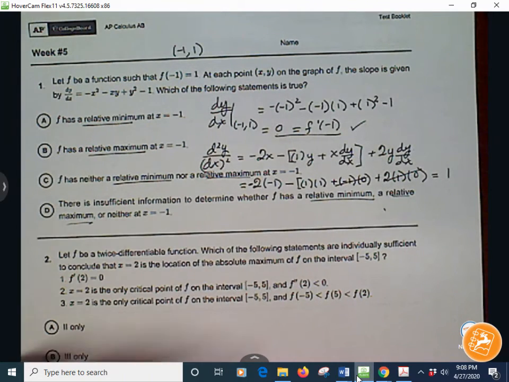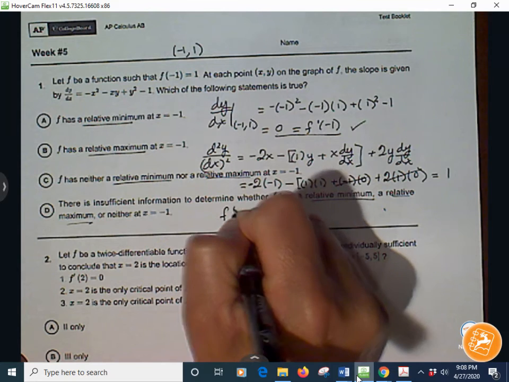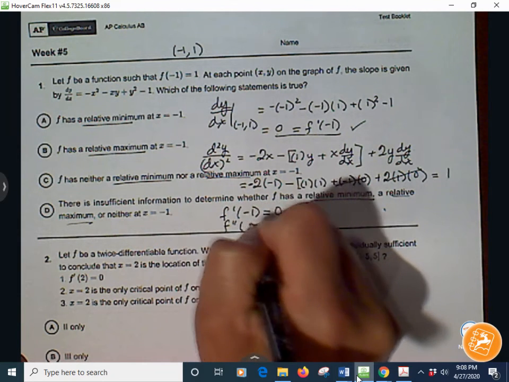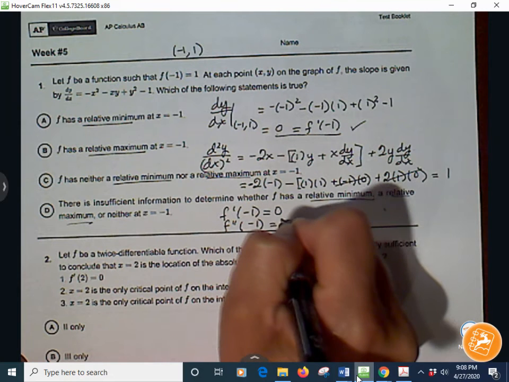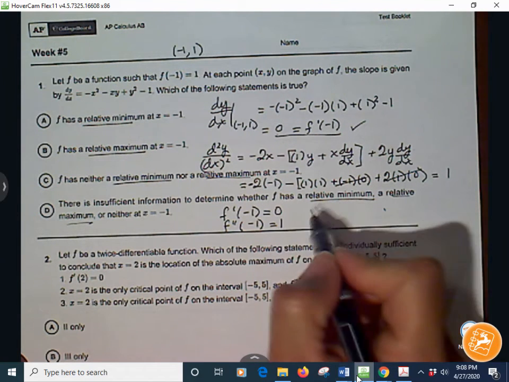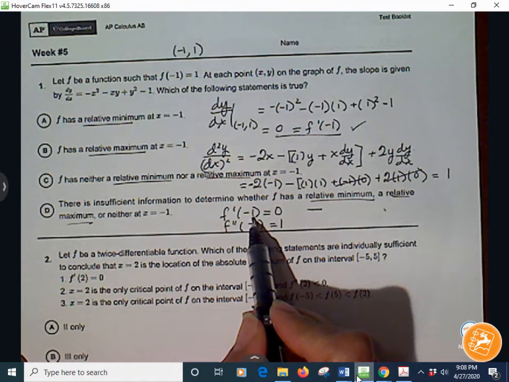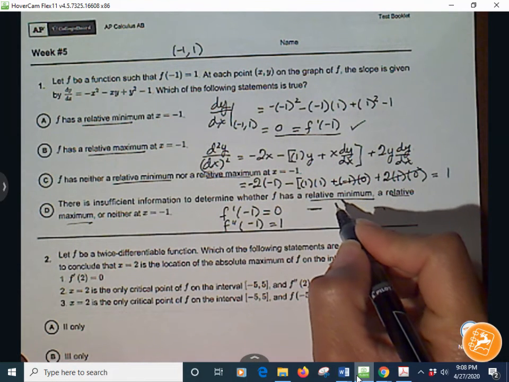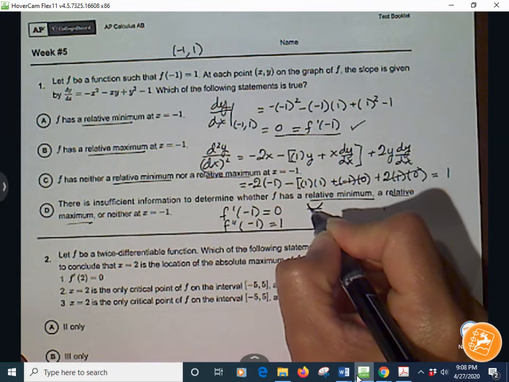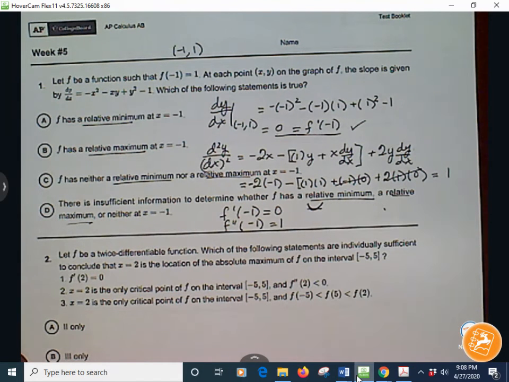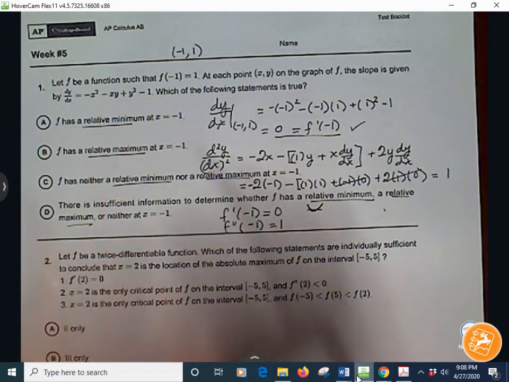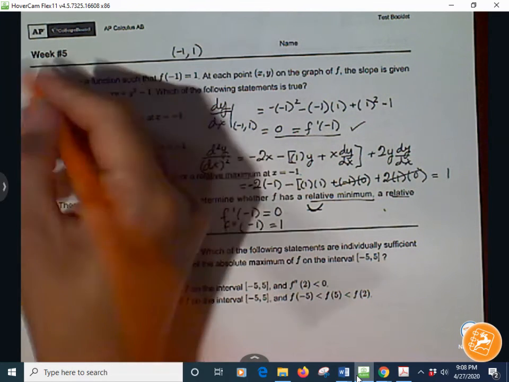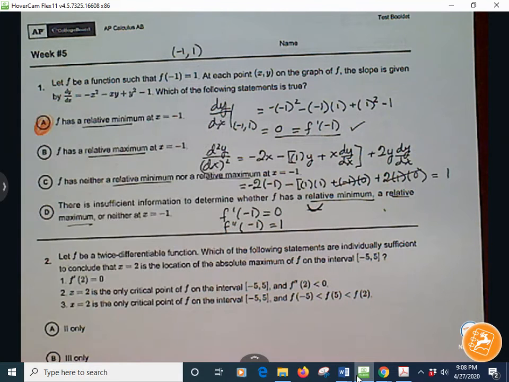Okay, so now what do I know? I know that f prime of -1 is equal to 0, and I know that f double prime of -1 is equal to 1, which means it has a slope of 0 at this point, and it's concave up, like so. And if it's concave up, that means that we have a local minimum, which is not this. It has neither. So I think the only solution that we have is A.